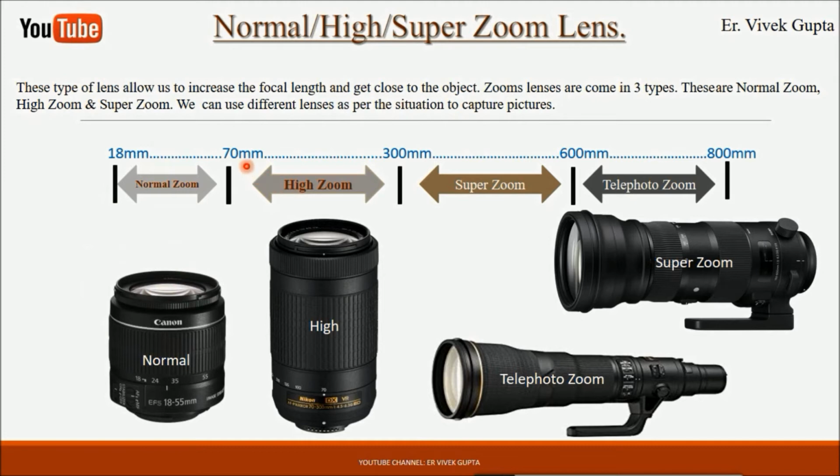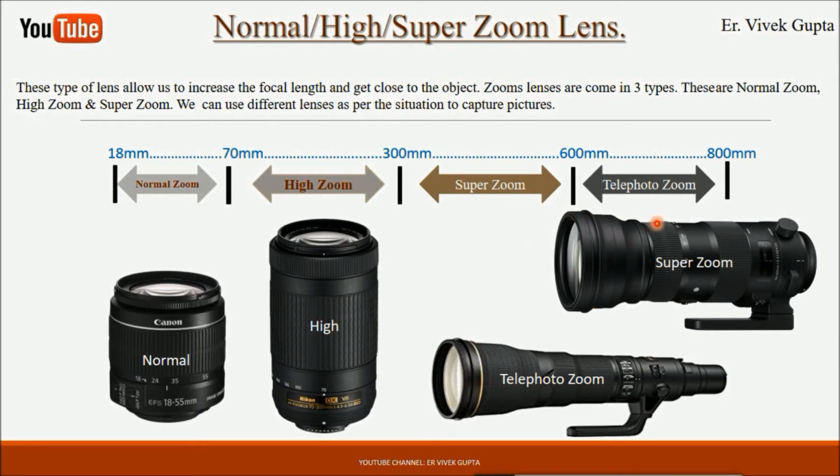Then if you see a lens with 70 mm to 300 mm focal length, then you can say it is a high zoom lens. And if you see a lens with 300 mm to 600 mm, then it is basically for super zoom lenses. And at last, if you see any lens with 600 mm to 800 mm or beyond, these types of lenses are known as telephoto zoom lenses or super zoom lenses.